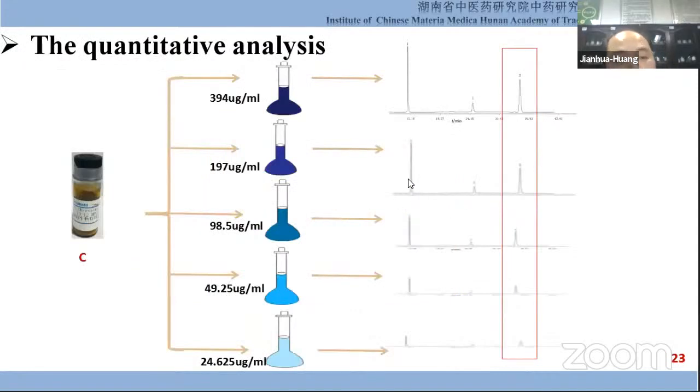So after that, this is quantitative analysis. We take reference C as an example because we can make it in different concentrations, just like this, from a high concentration to a low concentration, and all these samples will be injected into the HPLC analysis. And also we can see here, the peak areas will increase sample by sample with the concentration increased. So this is step 1 for concentration.